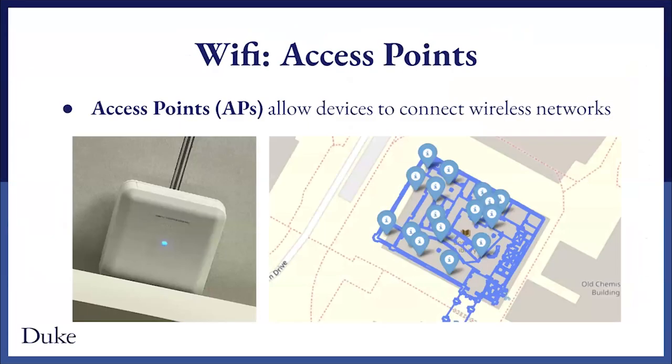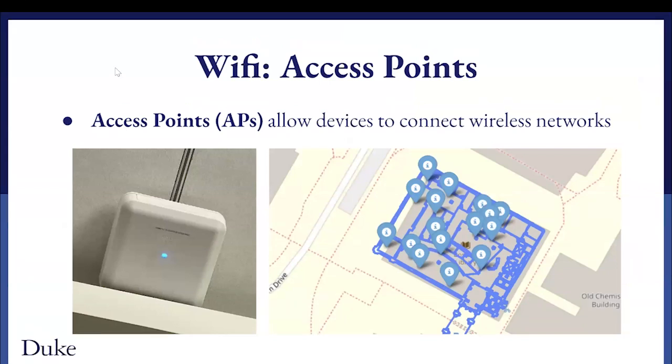Now we're done with the CO2 side of things. I'm going to pass over to Shreya to talk about Wi-Fi. Thank you. So now Gabe and I are going to talk more about our second variable, which is Wi-Fi. The way we're tracking this is by using access points, or APs, and these basically just allow us to connect devices to wireless networks.